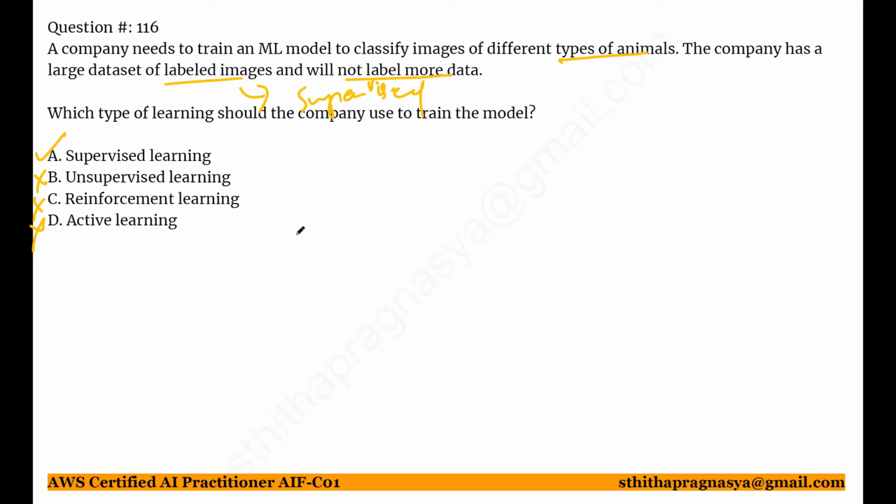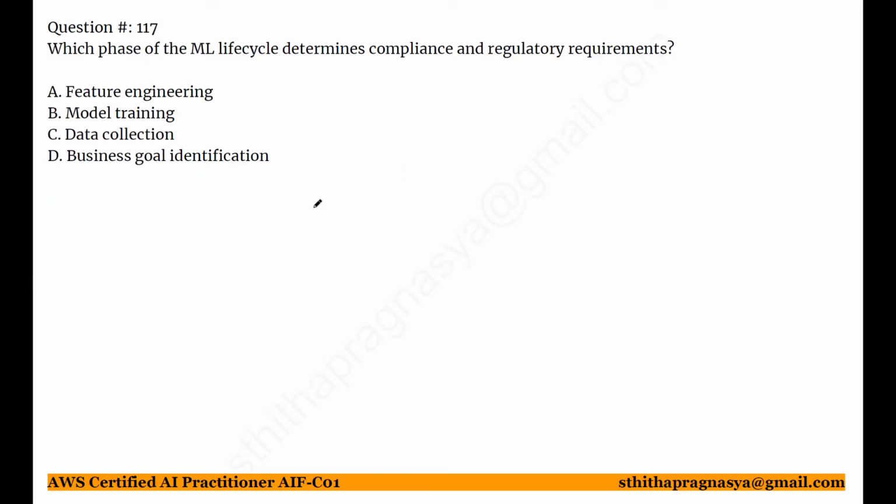And finally, active learning is a technique where the model selectively queries an oracle, for example a human labeler, for labeling additional data to improve performance. Since the company has already stated it will not label more data, active learning is not suitable. So, what is the right answer? Supervised learning.